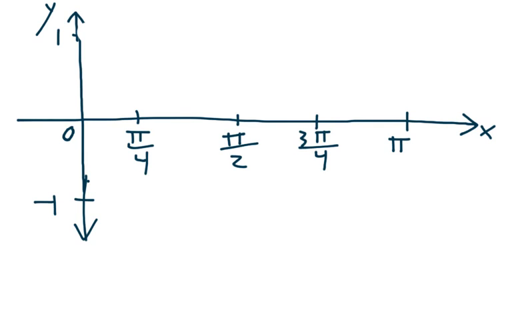Okay, so to graph this, we know at pi over 4, we get 1. At 0, of course, we get 0. Pi over 2, we get 0. 3 pi over 4, we get negative 1. And at pi, we get 0 again. So one cycle is going to look like this. Up to 1, down to 0, down to negative 1, and back up to 0, as you can see. So that's what one cycle of this looks like.